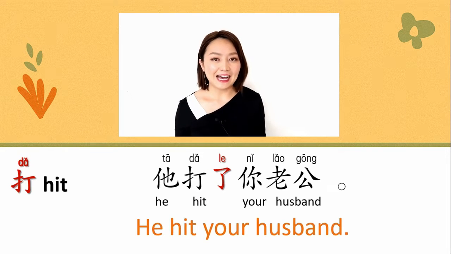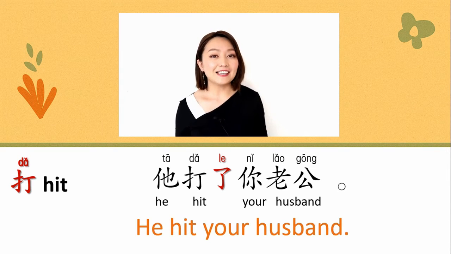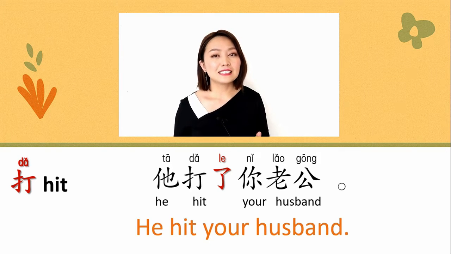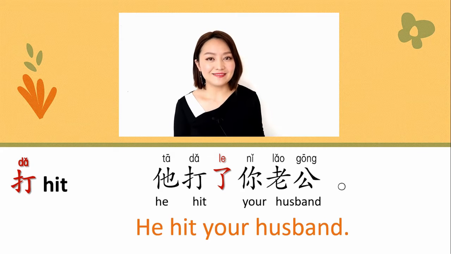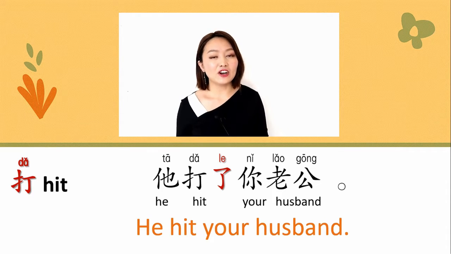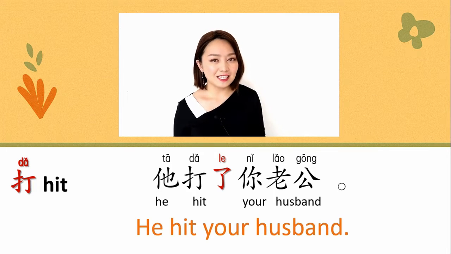Another sentence, 打, hit. 他打了你老公. He hit your husband. So we put the function word 了 after the verb 打, hit. And the sentence became past tense. He hit your husband. You see, quite easy. You just need the function word 了 after the verb. So that's the first kind of verbs.